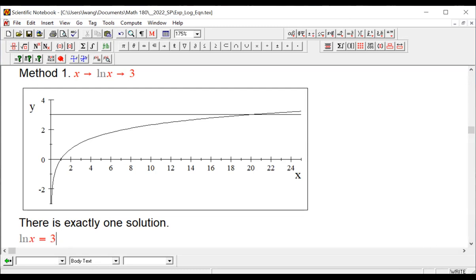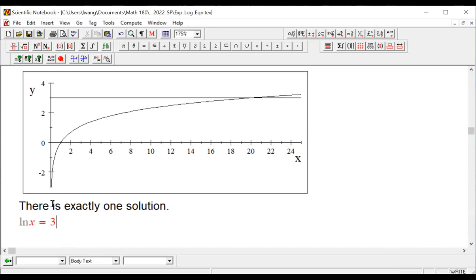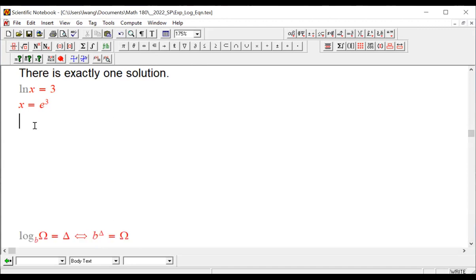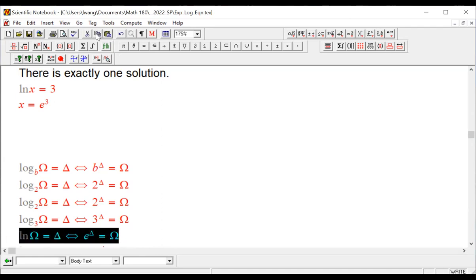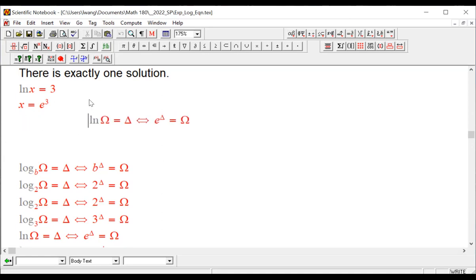Okay, so the graph way is not often taught, maybe because you only have so many pages, right? So the answer actually is e to the power of what? 3. And which definition is it fitting here? The definition we can apply here is this piece, ln. Okay, definition.